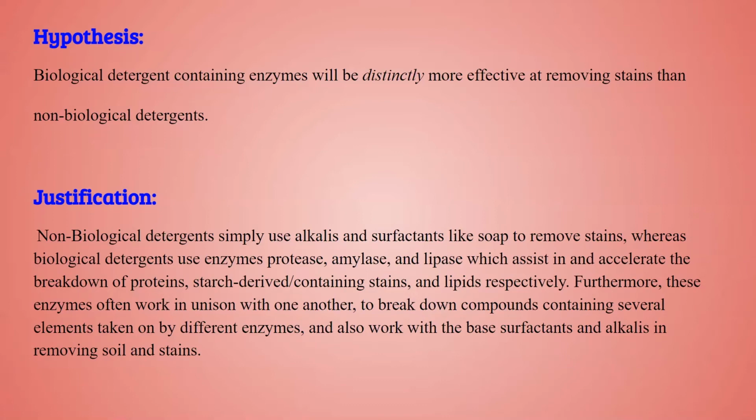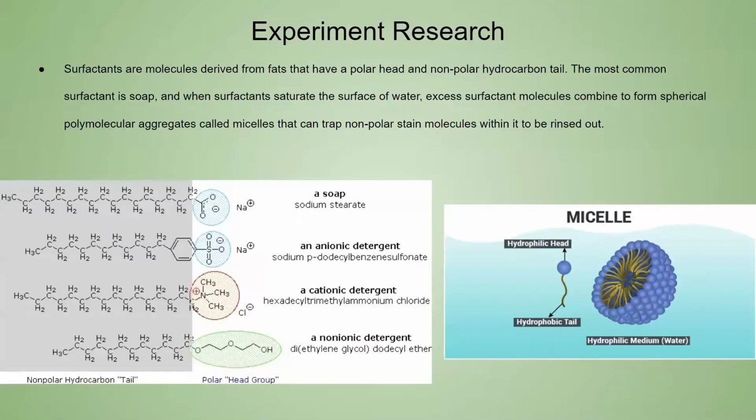My hypothesis is that biological detergent, which contains enzymes, will be distinctly more effective at removing stains than non-biological detergents. This is because biological detergents, in addition to surfactants and alkalis, also use enzymes like protease, amylase, and lipase, which can assist in and accelerate the breakdown of proteins, starch-derived stains, and lipids in a fabric that have become the stain, rather than simply using surfactants and alkalis to try to use emulsion to remove the stain. That is going to be explained here.